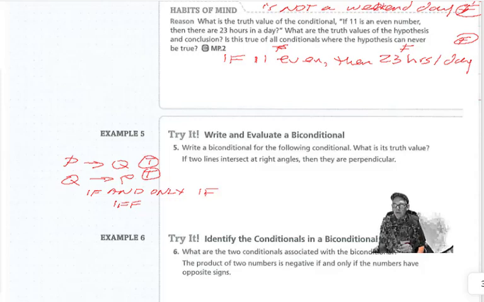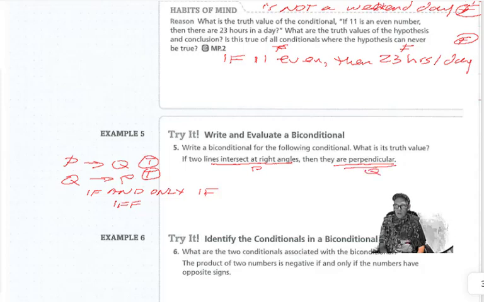Write a biconditional for the following conditional. What is its truth value? If two lines intersect at right angles, then they are perpendicular. So here's our P part, lines intersecting at right angles. Here's our Q part, then they are perpendicular.